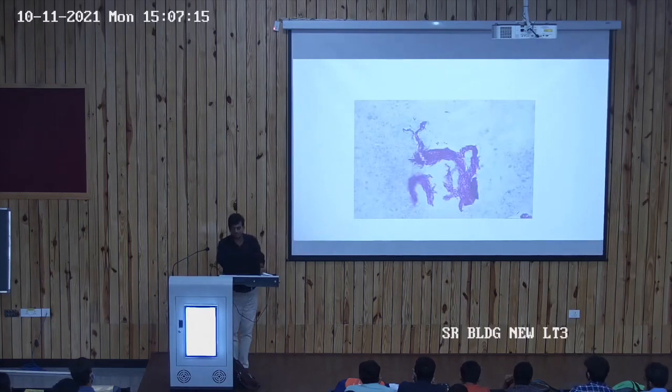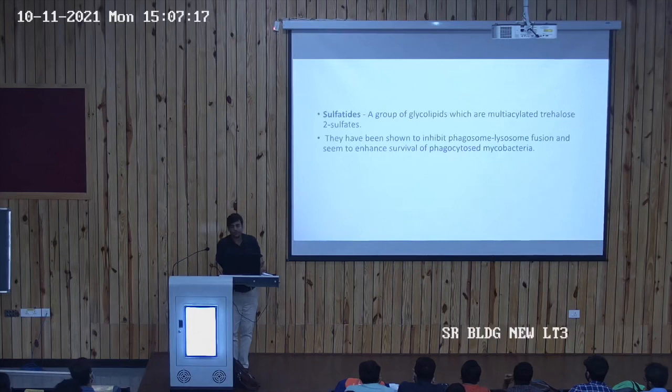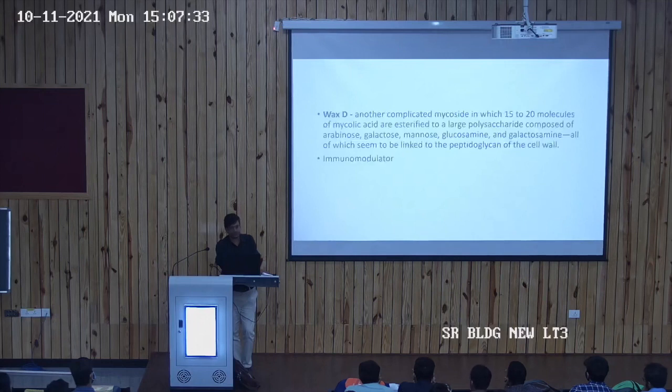That is known as cord. Then there are sulfatides, a group of glycolipids which are multi-acylated trehalose 2-sulfates. They have been shown to inhibit phagosome-lysosome fusion and seem to enhance survival of phagocytosed mycobacteria.